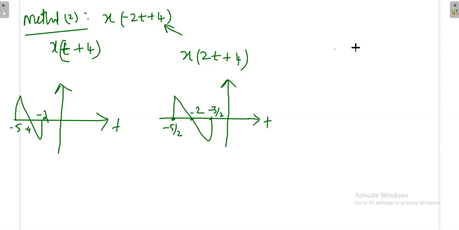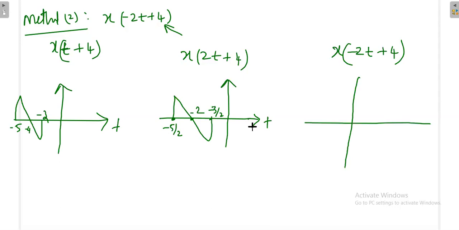Then I have to apply the time reversal, because the minus is there. Once you apply the time reversal, the mirror image is taken with respect to the y-axis, and that will be available on this side. Once we do the mirror image, it goes like this. Again this is 3 by 2, this is 2, this is 5 by 2. Now this is x of -2t plus 4.